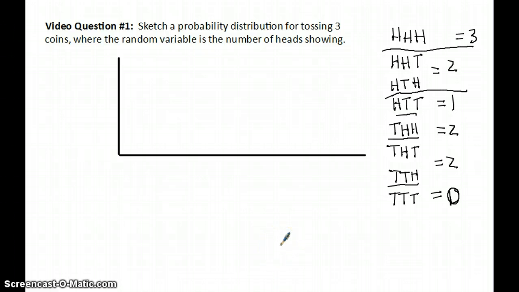Okay, so I could get 3 heads 1 out of the 8 times. Whoa, that's interesting. So 1 out of the 8 times I could get 3. I'll write down here. The probability that I roll 3 heads is actually 1 out of 8.